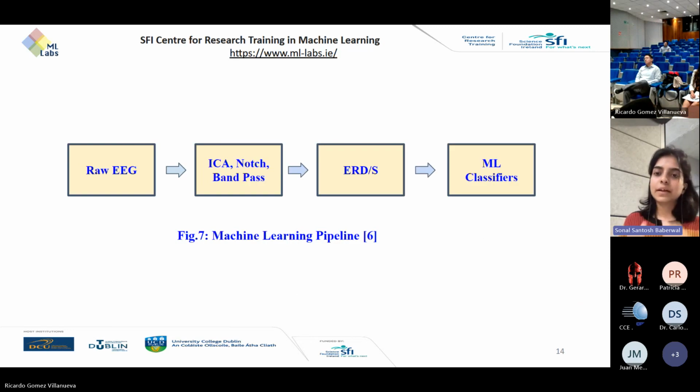Okay, so how will this affect the classification when we have to operate something, when we feed this through machine learning? We use a machine learning pipeline where the raw EEG signal is first cleaned, and then the ERD and ERS values are further passed through machine learning classifiers.